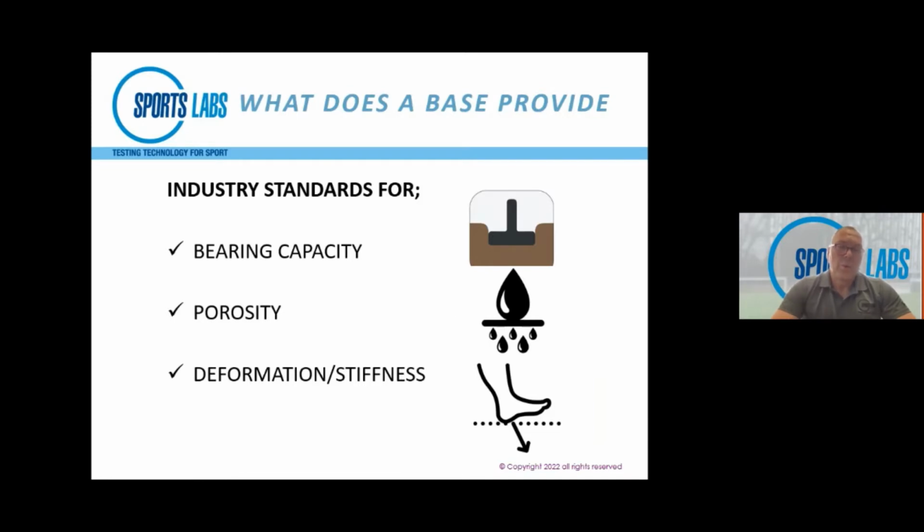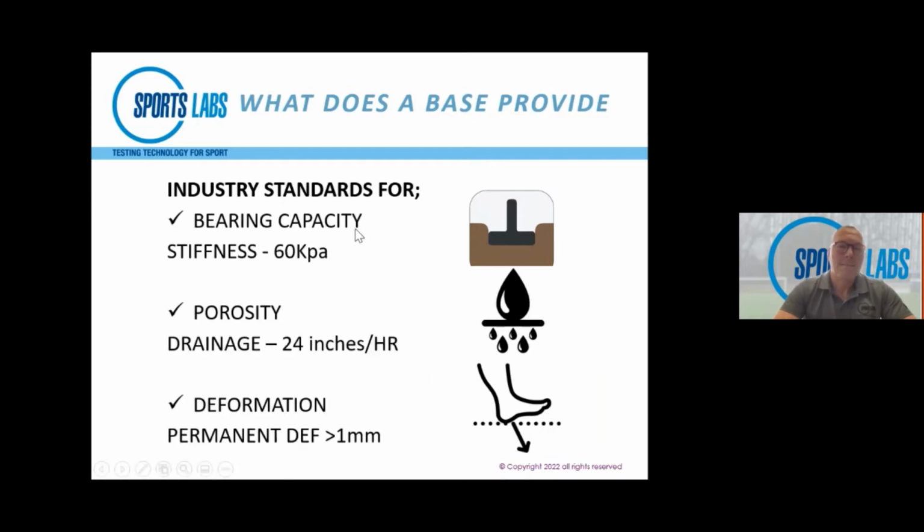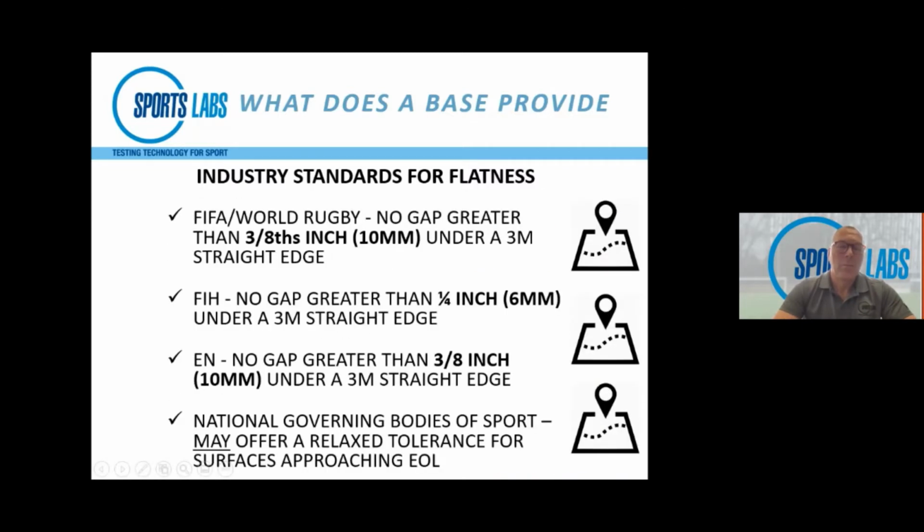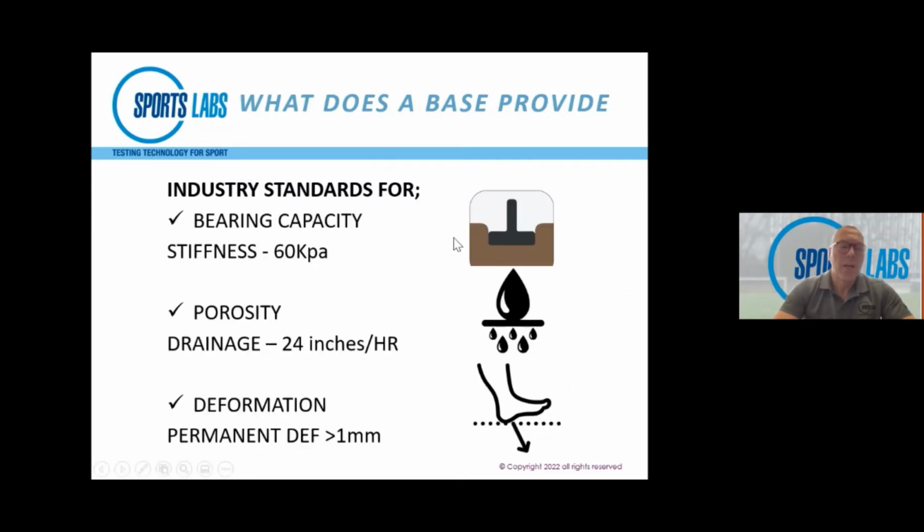So essentially, what do we look for the base to provide? Now, there are industry standards for this. We're obviously looking for bearing capacity, we're looking for stiffness, we're looking for it to be a very stiff, solid basement scenario. We're looking for porosity. We're not really looking for any deformation in the surface. Next slide. Oh, I think we jumped two there. If you go back one. And we're looking for flatness as well. We want a very flat, level surface.